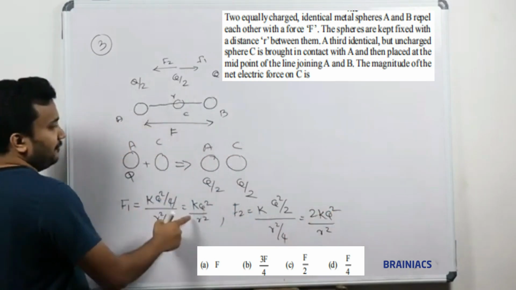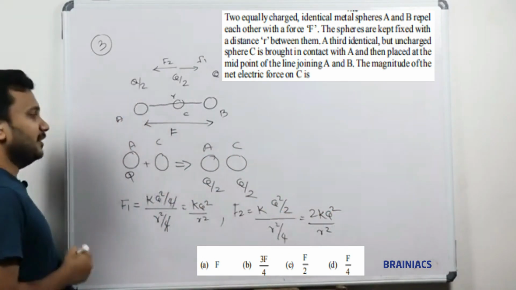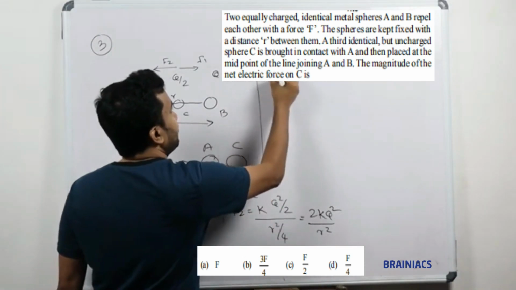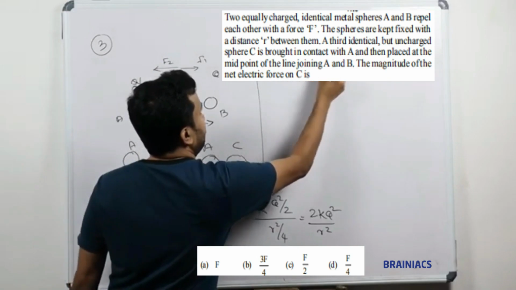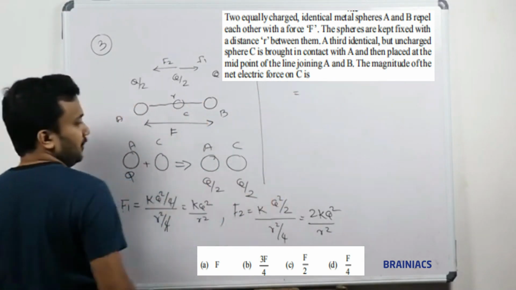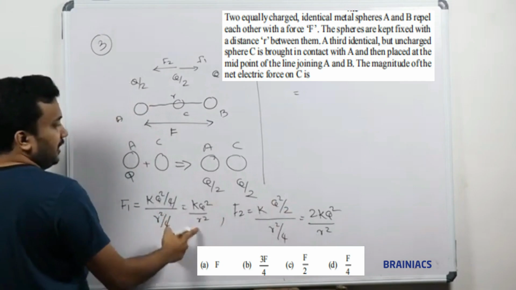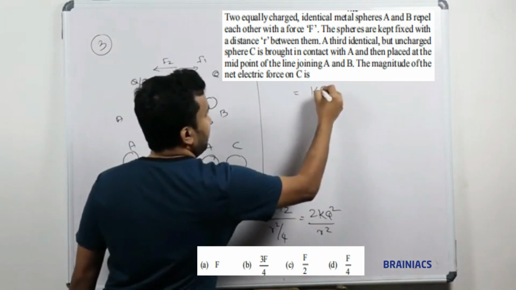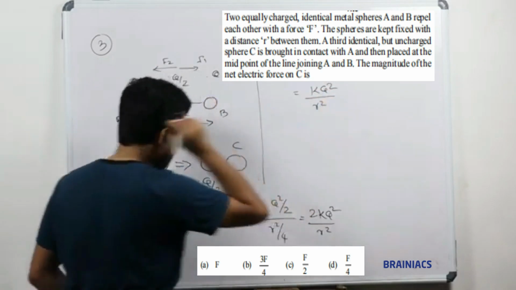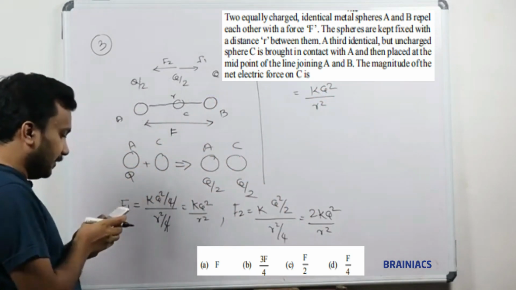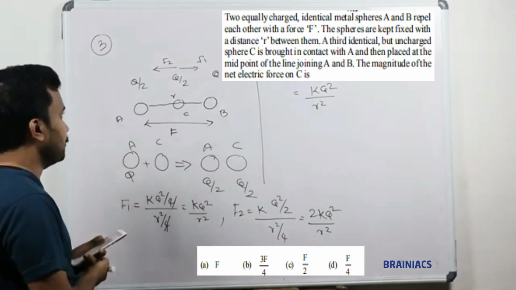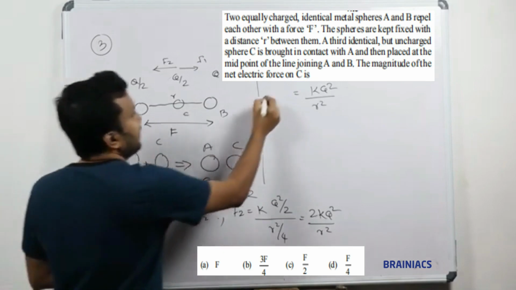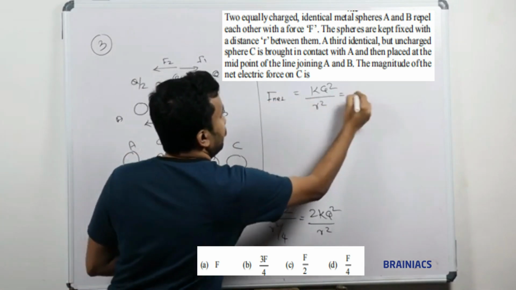By comparing F1 and F2, which one will be higher? F2 is higher than F1. To find the total force, higher force minus lower force, F2 minus F1. F2 is 2kq square by r square, and F1 is kq square by r square. Subtracting F2 minus F1, you will get kq square divided by r square. This is the total force on the body C, so I can say F net is equal to Fc.